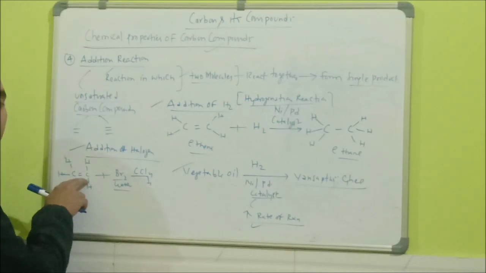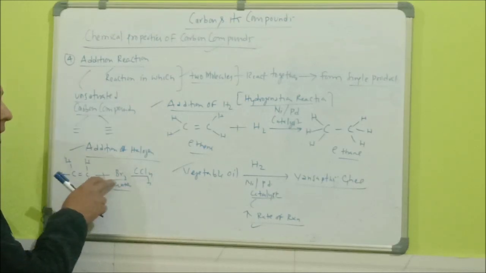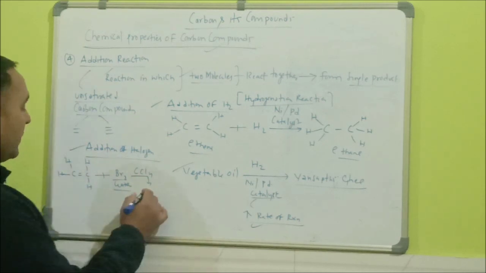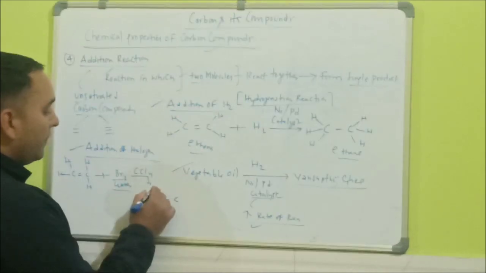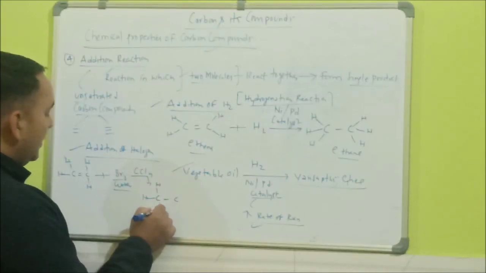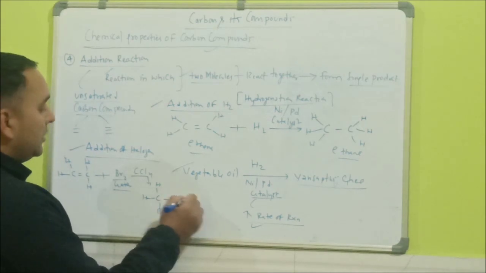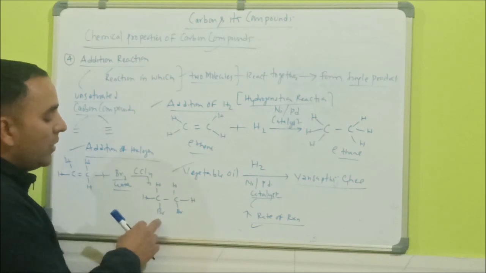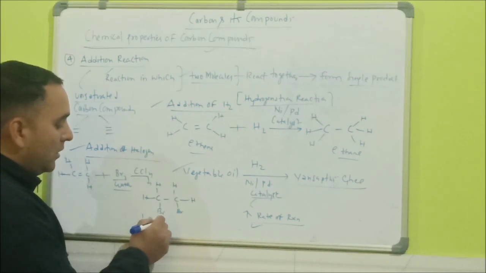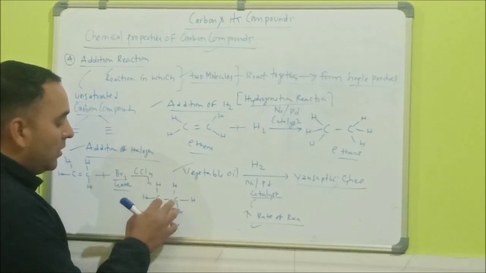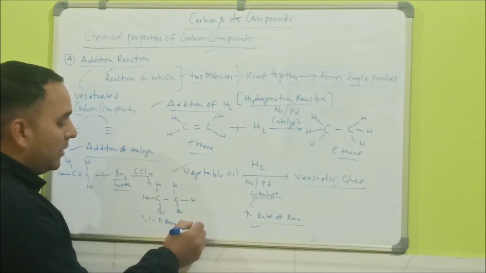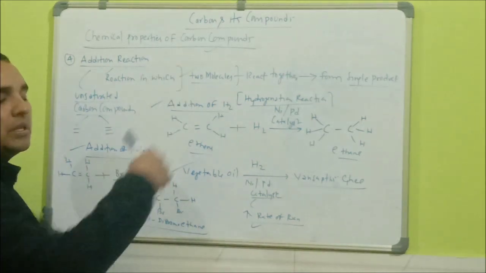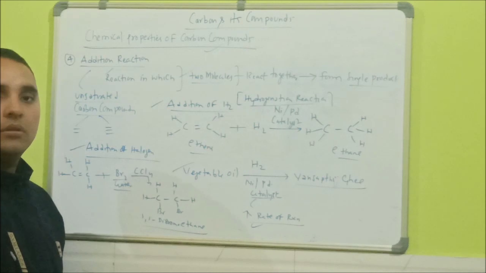On the two carbon atoms in which the double bond is there, the bromine atoms are getting attached. One bromine atom is getting attached to each of the two different carbon atoms. It will be C single bond C, H, H and Br, H, H and Br. So it will be called 1,2-dibromoethane. So this way the addition reaction takes place for various carbon compounds. Thank you.